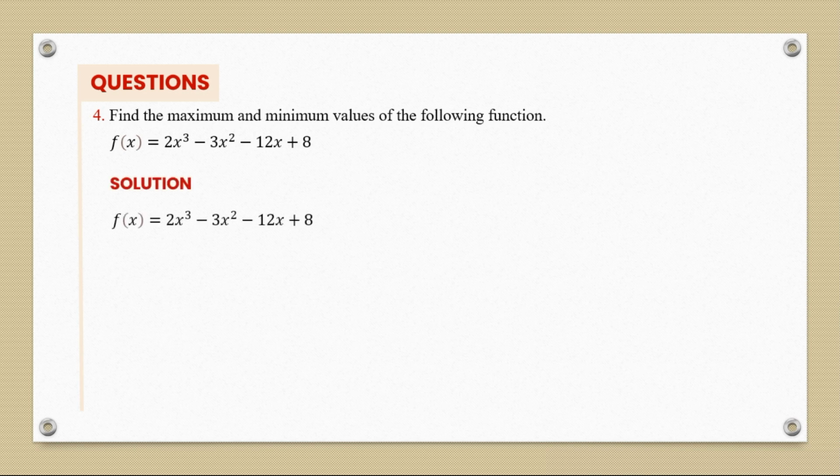So this is the function we have. First of all, we're going to differentiate this. When I differentiate this, f'(x) is equal to 6x squared minus 6x minus 12.